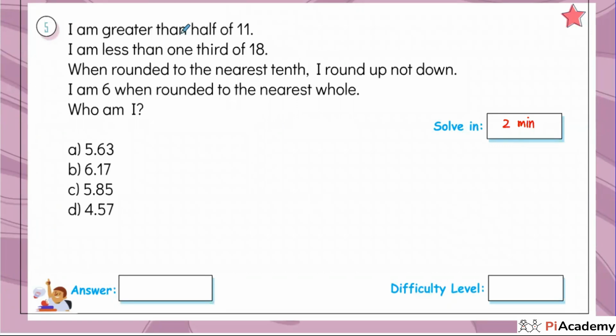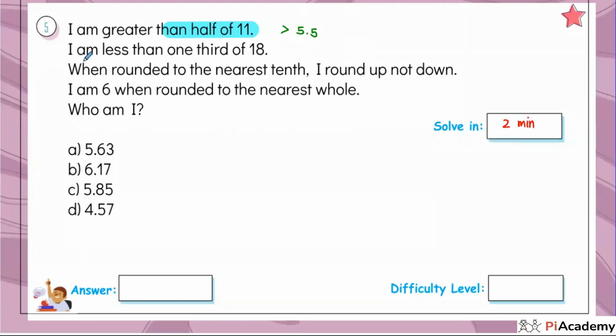As I am doing here, while reading the question, you have to highlight some of the things, or you can underline. The first thing is, I am greater than half of 11. So it means my answer must be more than half of 11. And what is half of 11? It's very clear. Half of 11 is 5.5, right? So the answer must be greater than 5.5.